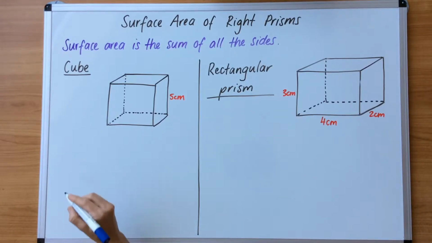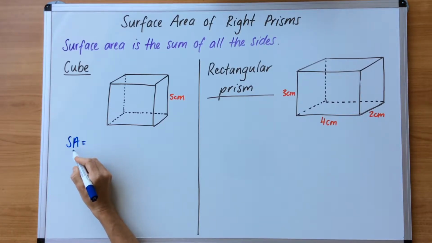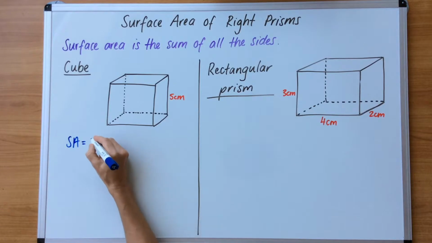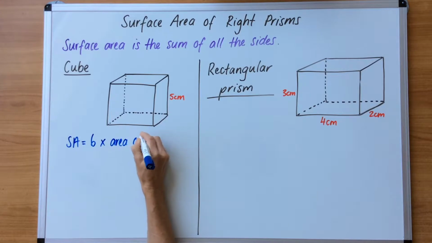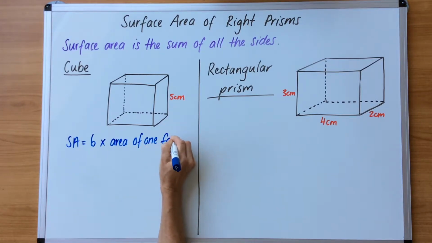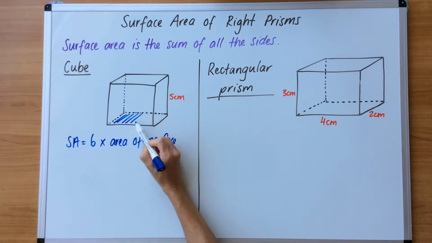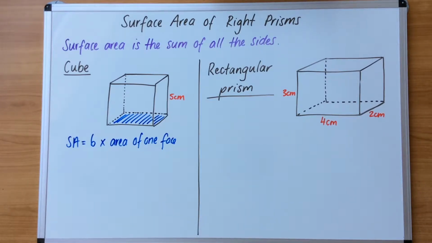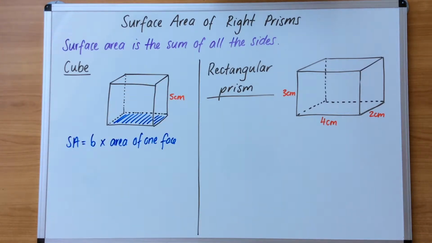When we start calculating this, we have to put down SA, and that means surface area. Now if we look at the cube here, the cube has 6 faces, so 6 squares. So it's 6 times the area of one face. So surface area is 6 times the area of one face. And the face is, I'll do the base here, 6 lots of those, because that base there is the same as the top, same as the sides, and same as the front and back.